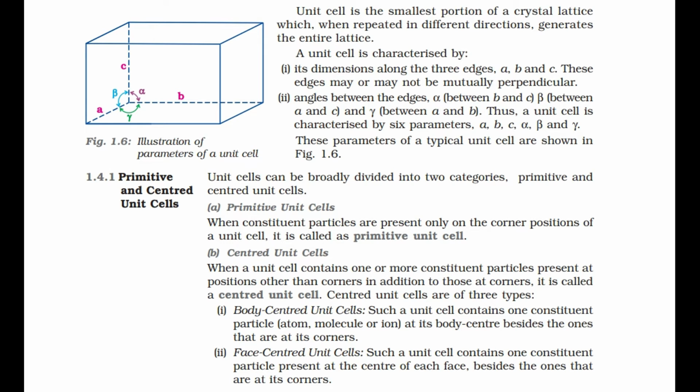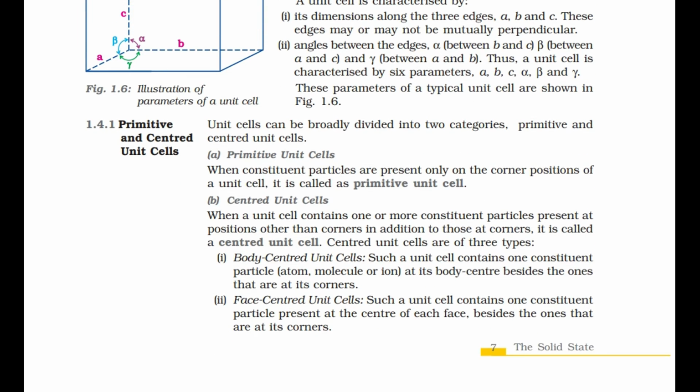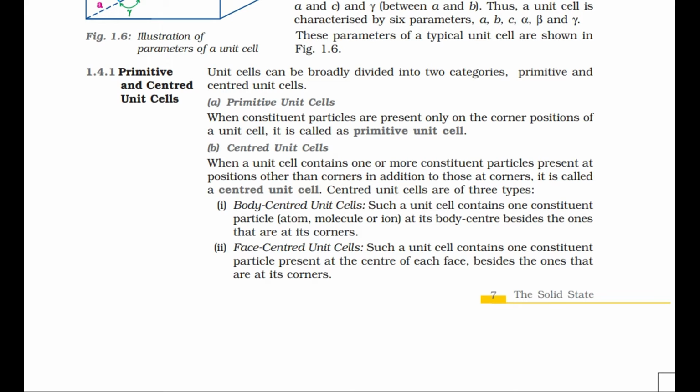Second, angles between the edges: alpha between b and c, beta between a and c, and gamma between a and b. Thus, a unit cell is characterized by 6 parameters: a, b, c, the 3 sides, and alpha, beta, gamma, the 3 angles. These parameters of a unit cell are shown in figure 1.6. Primitive and centered unit cells.